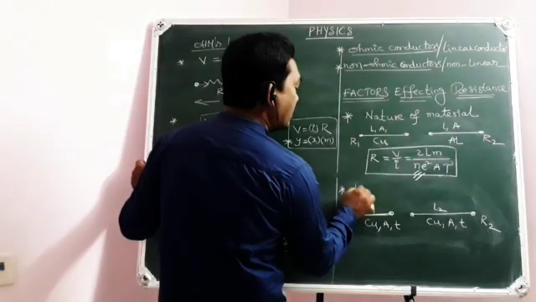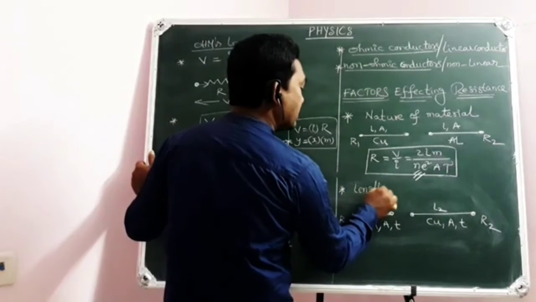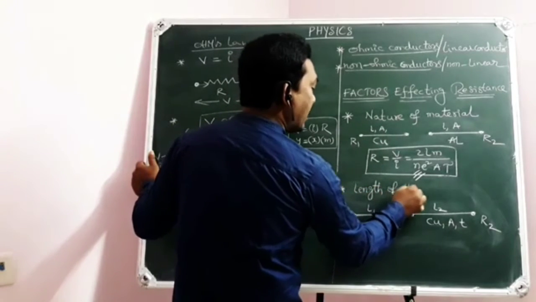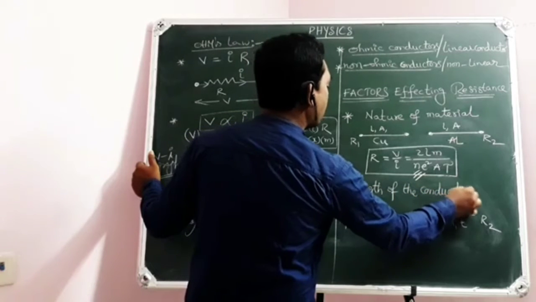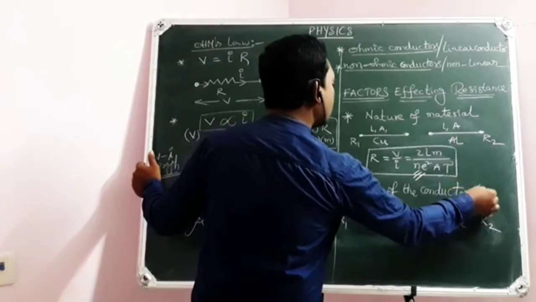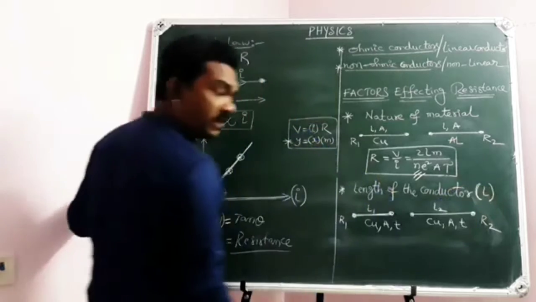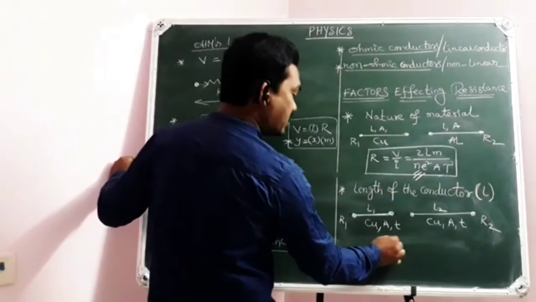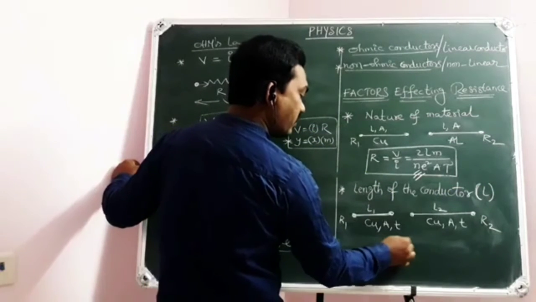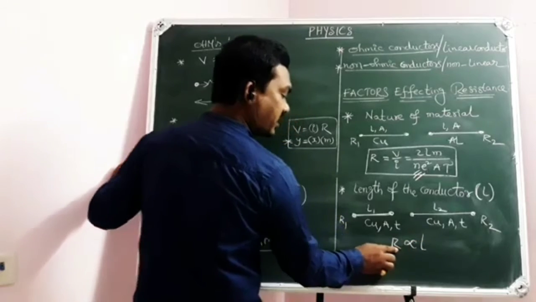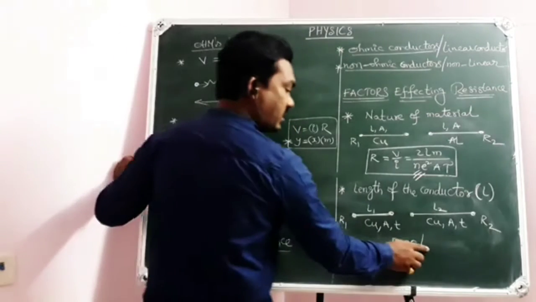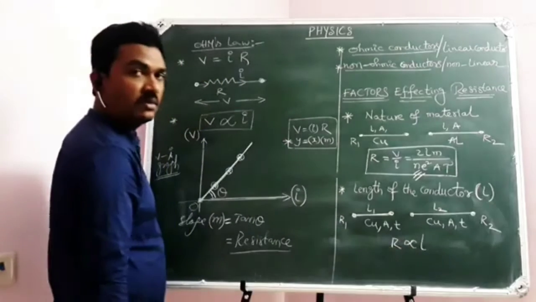So here length of the conductor is another factor that can influence the resistance of a conductor. In what way? Yes, the resistance of a conductor will be directly proportional to its length. Greater the length, greater the resistance. Lesser the length, less the resistance.